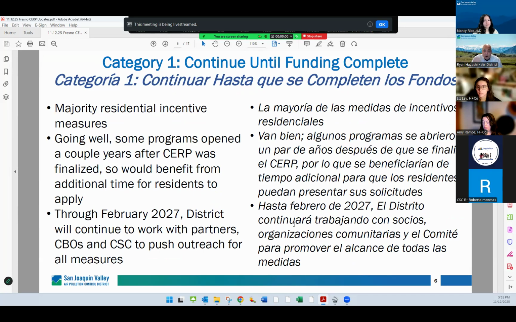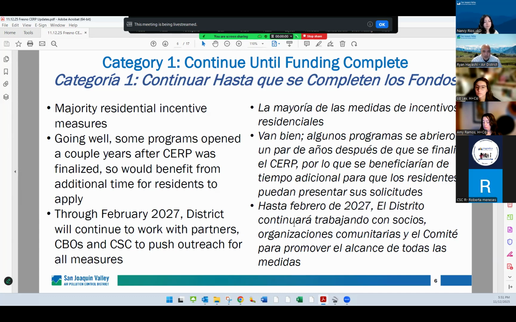So as I said, the majority of the measures in category 1 are residential. The programs are going well. Some of them opened just a few years ago, so it would benefit from the additional time for people to continue to apply. It benefits greatly from the outreach that you're doing, the community events that we hear about from the community steering committee members. And every time we hear about something, we go out, we're very fortunate in being able to get people signed up. And so they are very effective.